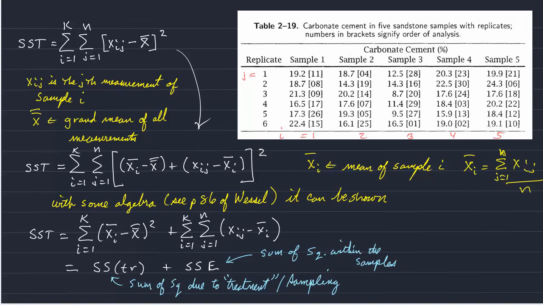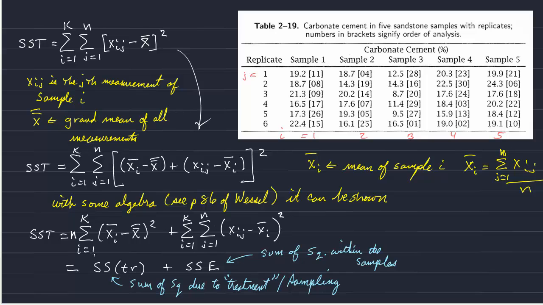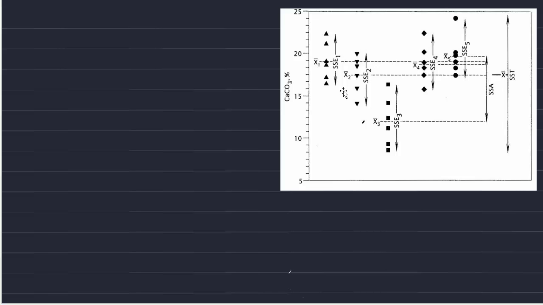Ooh, and I'm noticing I need to correct this last equation. I need an n in front of the first term, and I need to square the argument in the second sums. So please make sure you get these two corrections in your notes. And this first sum corresponds to the sum of squares associated with the treatments, and the second sum, again, is the sum of squares associated with errors. Now let's look at the sum of square quantities visually.